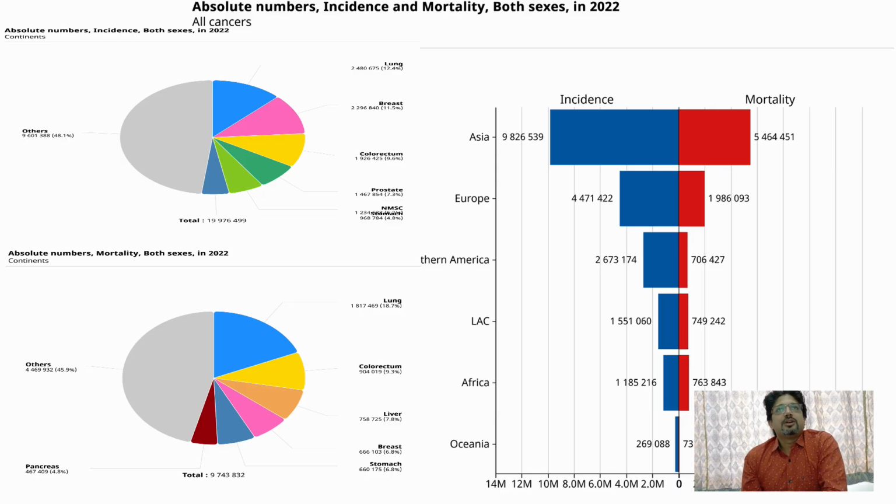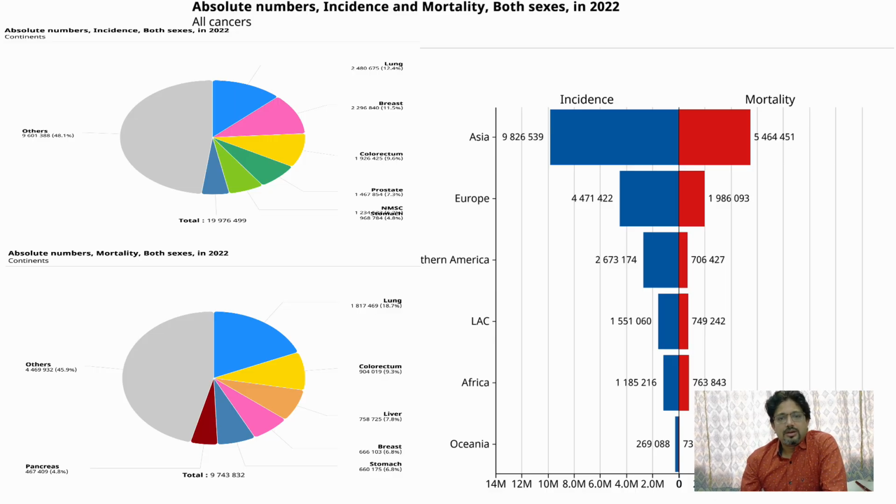This is just the absolute incidence of the cases. These are the different portions of the world, like Asia, Europe. We can see the highest incidence is seen in Asia, followed by Europe. Whereas for mortality, the highest risk of mortality is seen in Asia, followed by Europe and Northern America.